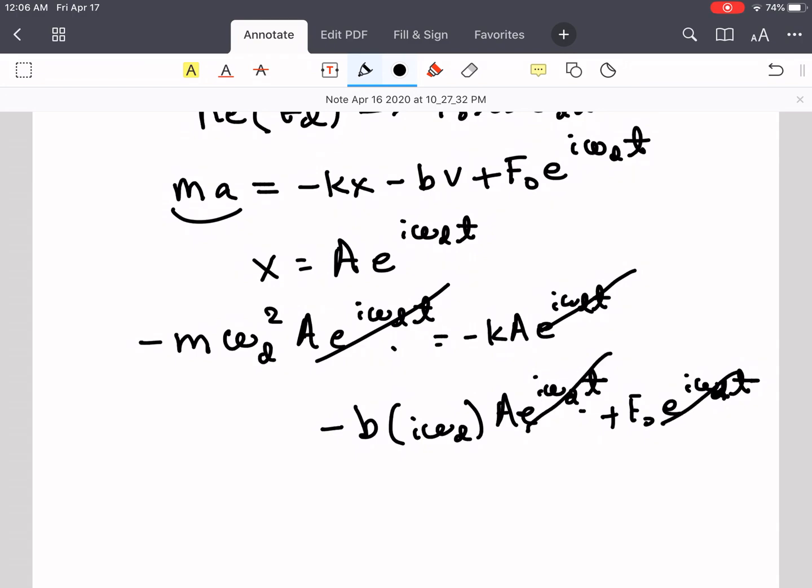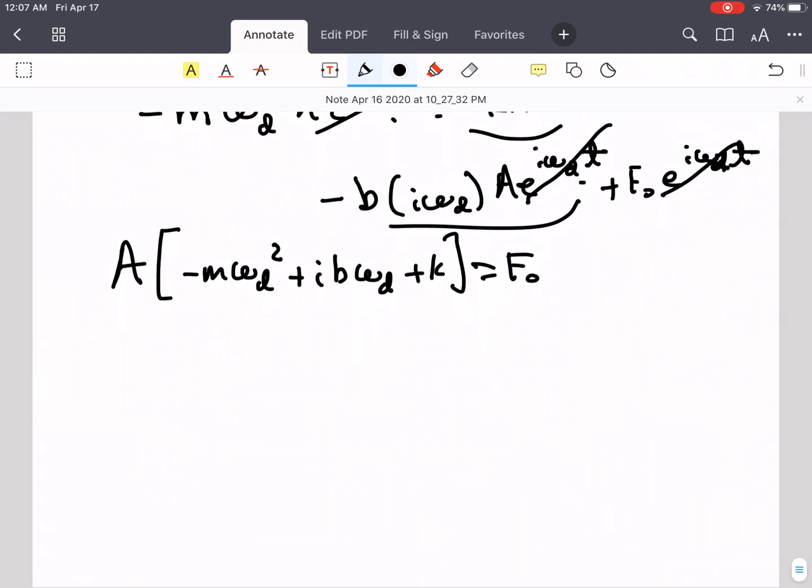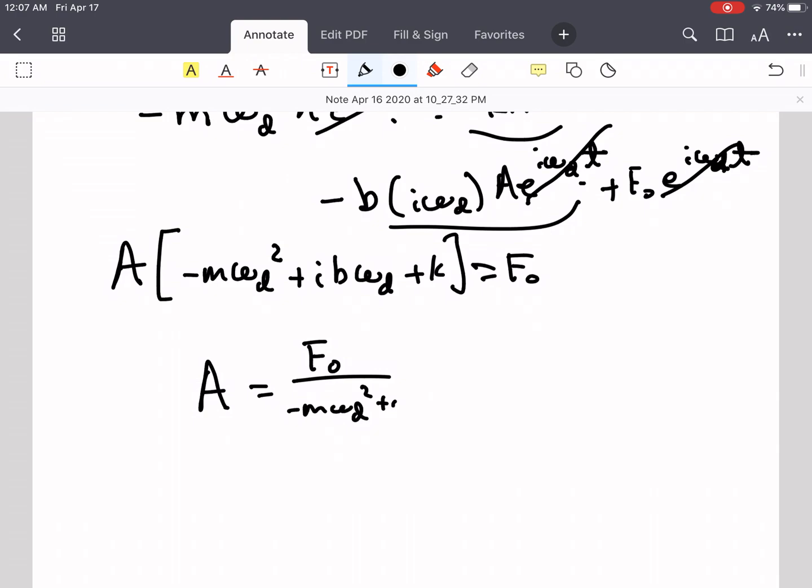And what I'm left with is an equation for my amplitude. Let's bring all of these terms over to the right-hand side of the equation. My amplitude is A times negative m omega_d squared plus i b omega_d plus k when I bring it over to the other side. So I factored out the A, so that is equal to my drive force F0. In other words, the amplitude of my oscillations is F0 divided by negative m omega_d squared plus i b omega_d plus k.